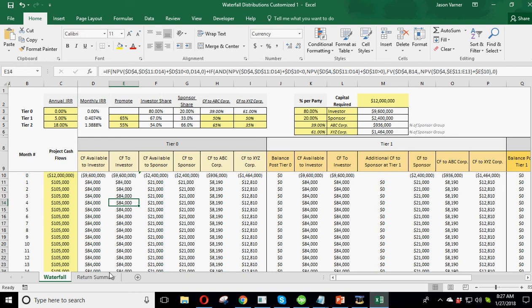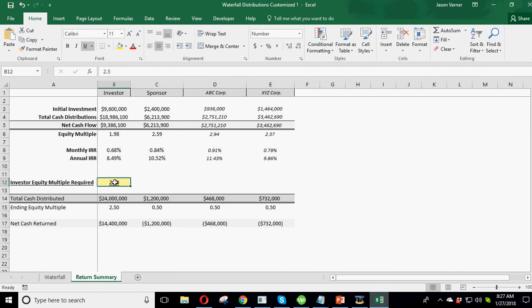Now there's one more caveat on the return summary. I've got required equity multiple. So this is if, after all the internal rate of return hurdles are implemented, the cash flow ends up being to the investor 18.9 total, net 9.3. This gives the equity multiple of 2. You can see they invested 9, they're getting back 18. Let's say their required multiple is 2.5. Well, this does not meet that.